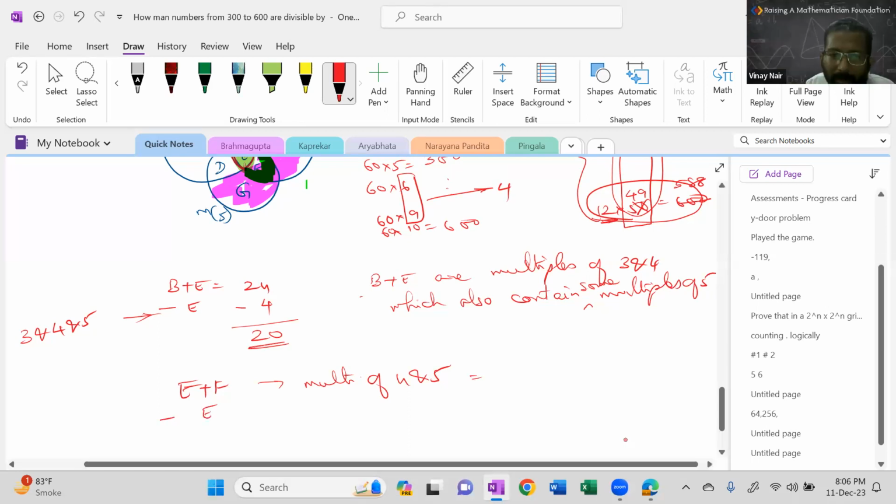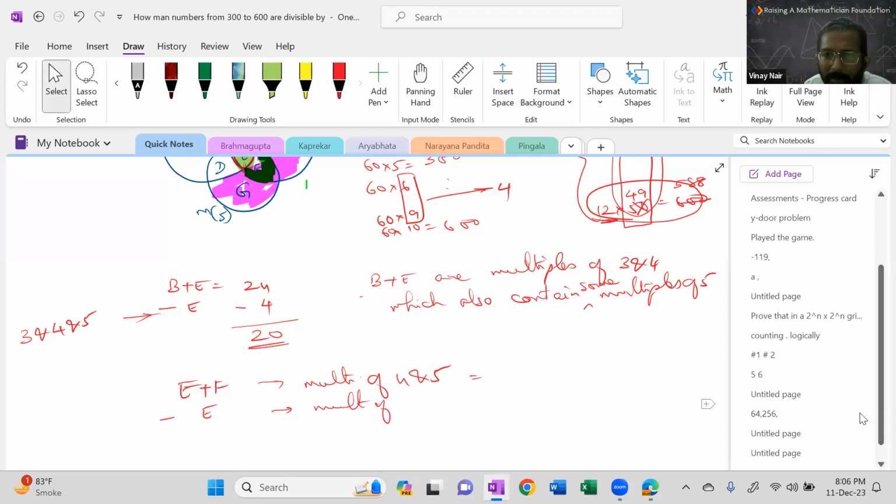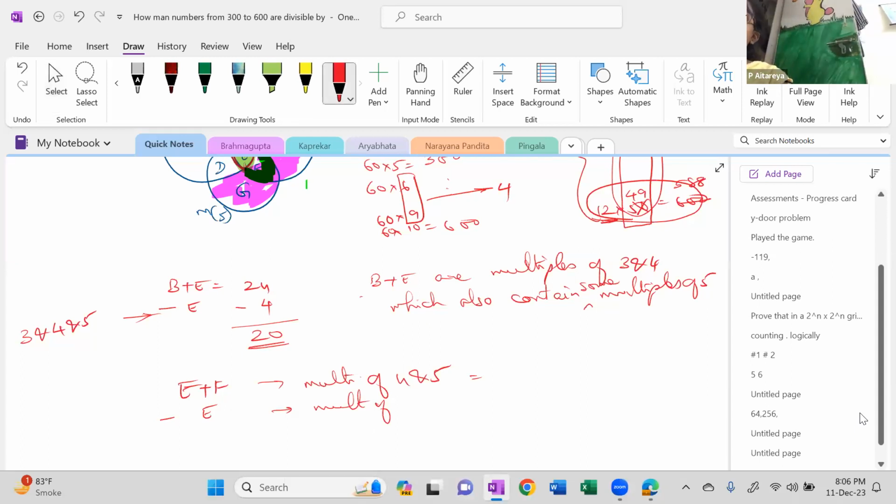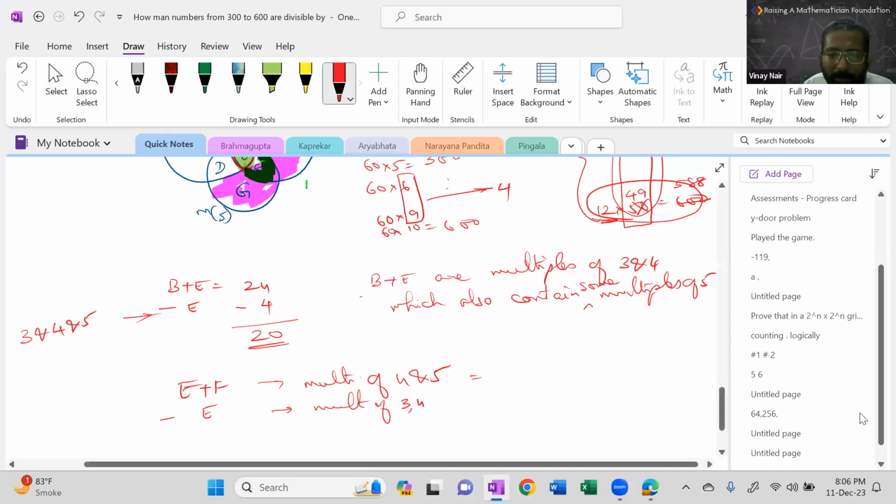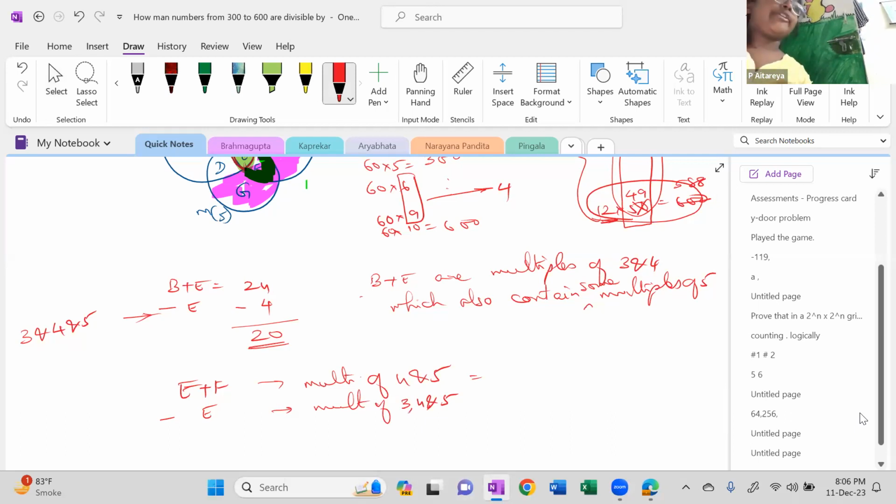And subtract multiples of what do we subtract? Aitreya? Multiples of 3 like 60, 120. You should say multiples of 3, 4, and 5. Yes, sir. So we subtract some multiples of 3 from the multiples of 4 and 5, like 60, 120. So for 4 and 5, we have 20.